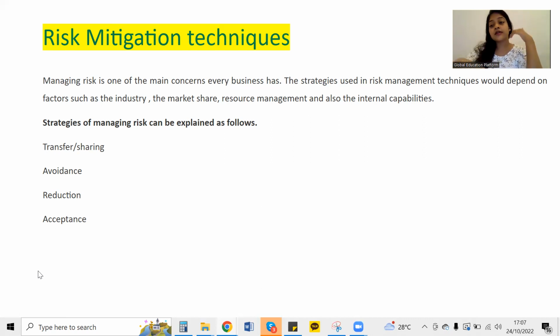They're talking about the ways in which it could be managed. So it's not just about the manager deciding what needs to be done; it depends on so many other things, such as the industry, the market share, the resource management, and the internal capabilities. All these play a very important role when it comes to risk management.